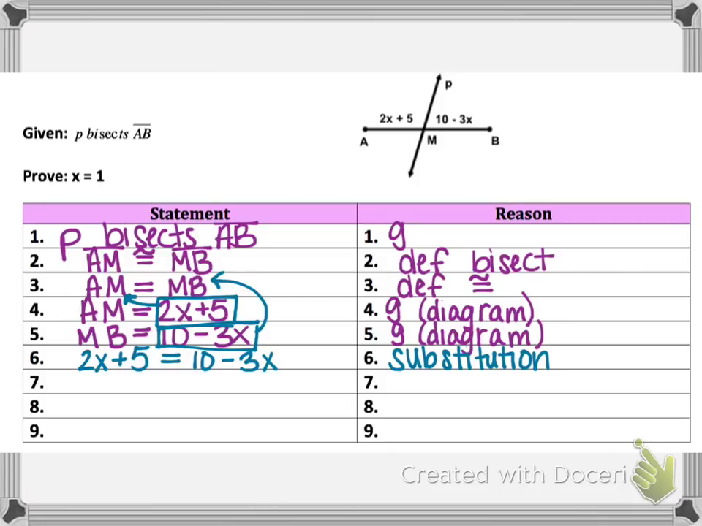And then we'll just go ahead and start to solve. So I like to keep all of my x's positive. You don't have to. As long as you are doing something mathematically valid, you should be fine. But I'm going to go ahead and add 3x. So 2x plus 3x is 5x, plus 5 equals 10. And I got that by adding. So I'm going to have addition property of equality.